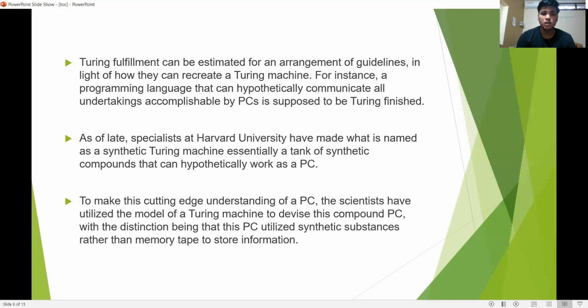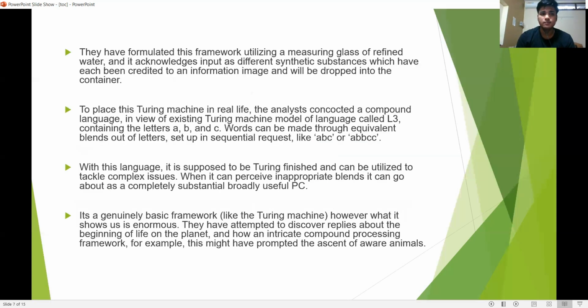Recently, researchers at Harvard University have made what is named a chemical Turing machine, essentially a tank of chemical compounds that can theoretically work as a computer. To make this cutting-edge realization of a computer, scientists have utilized the model of the Turing machine to devise this chemical computer, with the difference being that this computer utilized chemical substances rather than memory tape to store information.